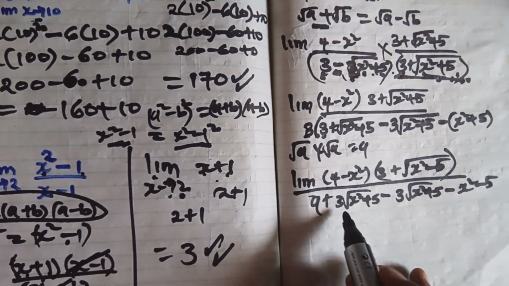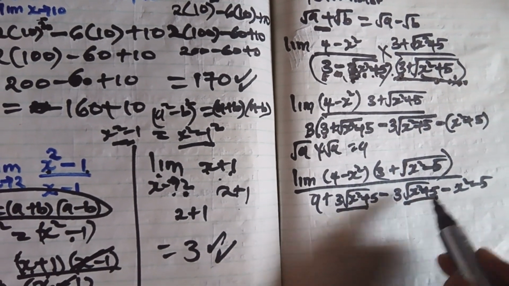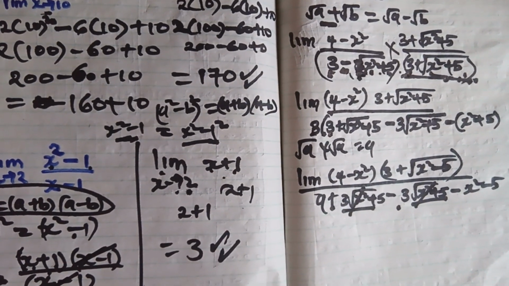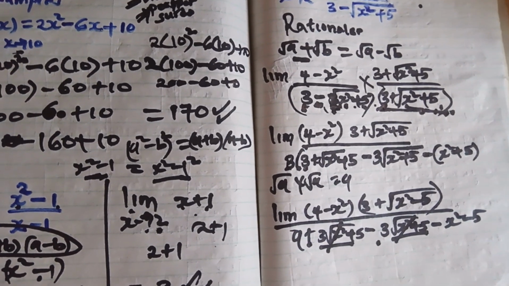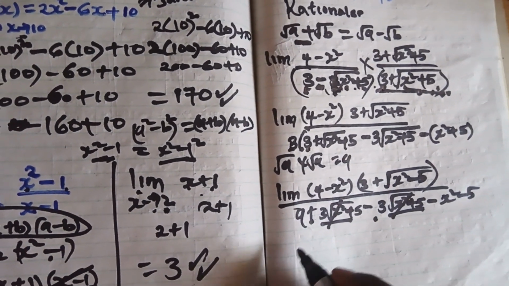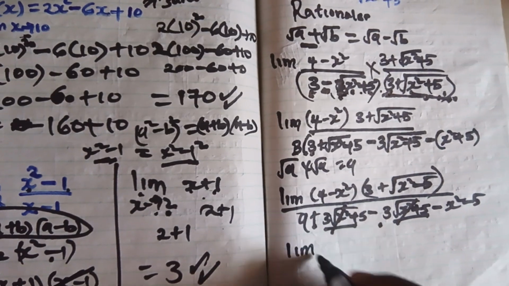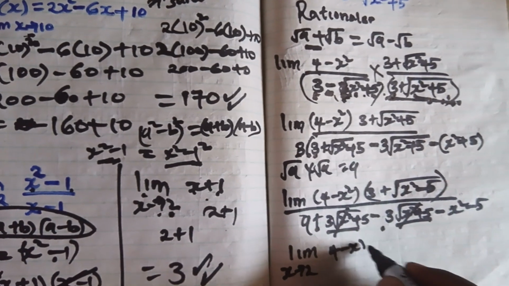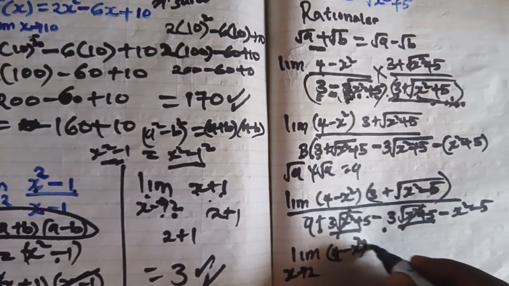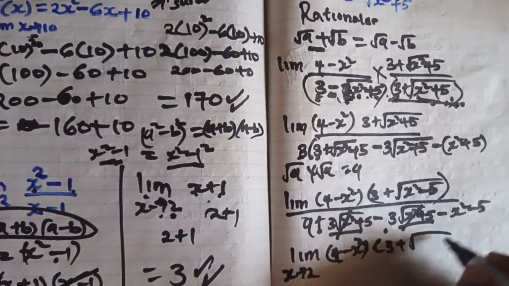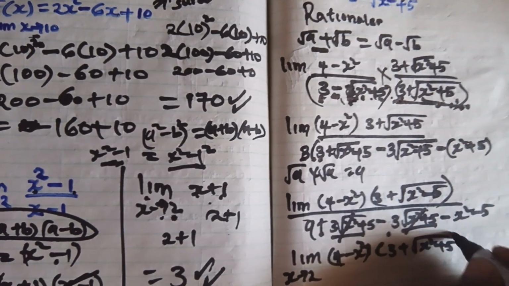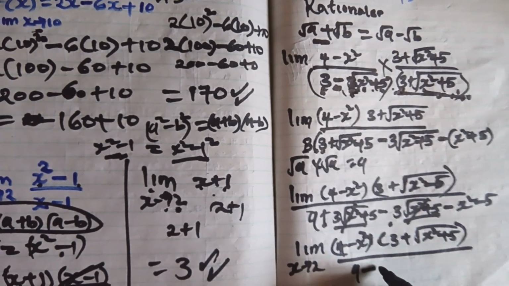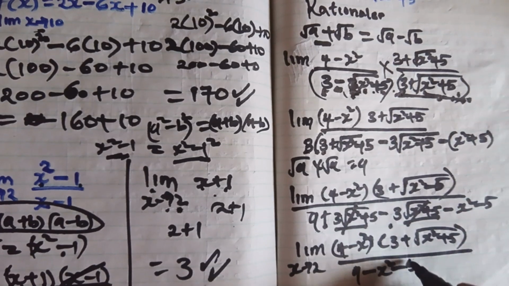Then, as we can see, this one is similar to this one, and here is a positive, here is a negative. So it means this one and this one will cancel out. So we'll continue by having the limit as x approaches 2 of 4 minus x squared, over 3 plus this root of x squared plus 5, all over 9 minus x squared minus 5.